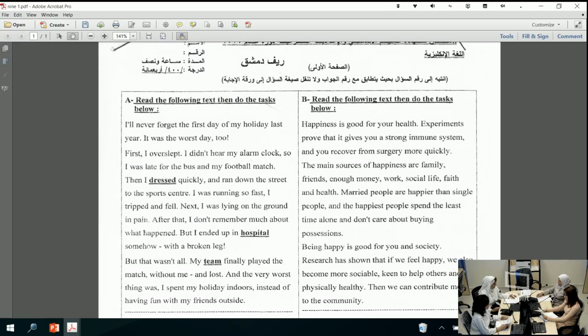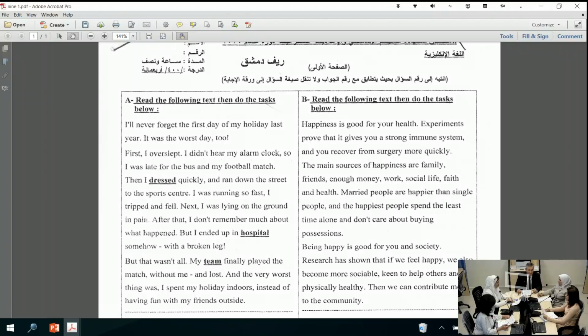Happiness. Happiness is good for your health. Experiments prove that it gives you a strong immune system and you recover from surgery more quickly. The main sources of happiness are family, friends, enough money, work, social life, faith, and health. So here the student needs to keep in mind that we have the main sources of happiness.